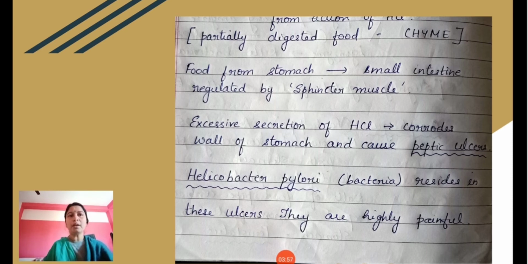Now this chyme, or the partially digested food from the stomach, has to enter the small intestine, and this is regulated by a special set of muscles called sphincter muscle. This muscle is present between the stomach and the intestine. So it is called the pyloric sphincter muscle. So food is now pushed into the small intestine for further digestion.